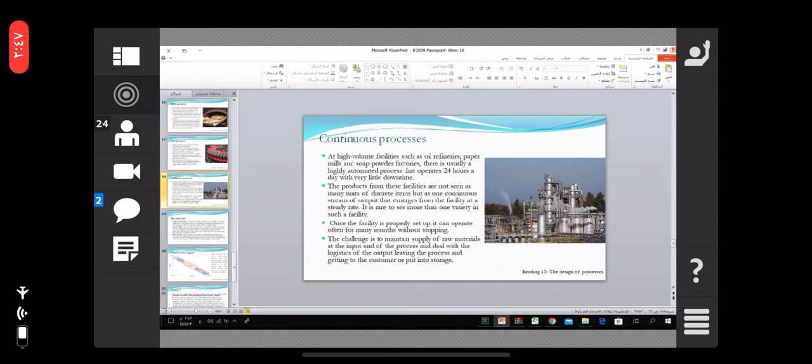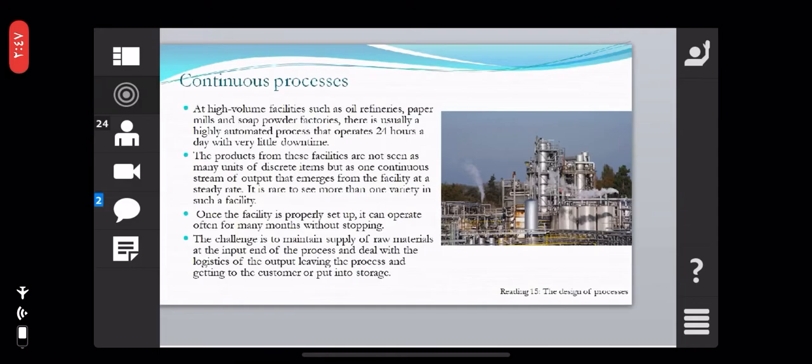A continuous process. This kind of continuous production continues and never stops. Okay, they work 24/7 usually because there is no downtime. Maybe they stop it once a year for maintenance. This kind of facility, we sometimes call it a continuous process, dealing with high-volume facilities, like the oil refinery.